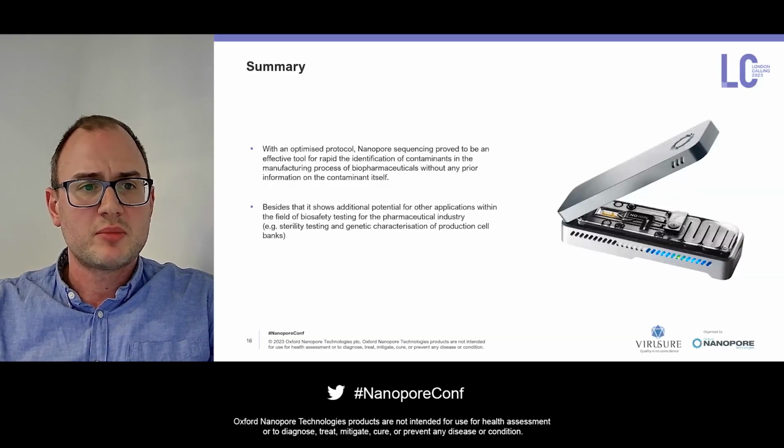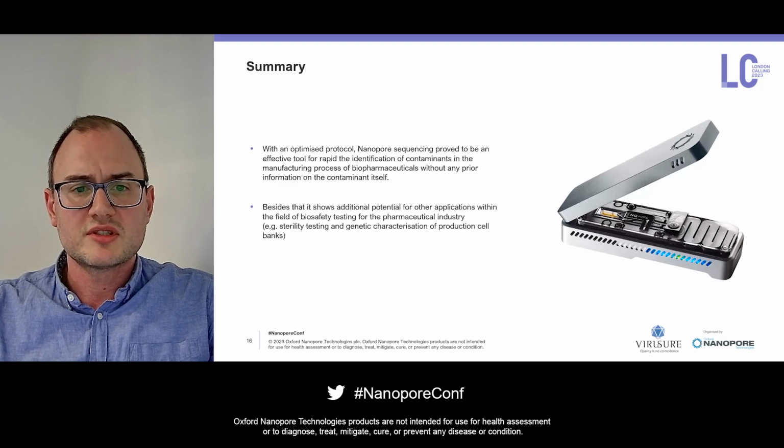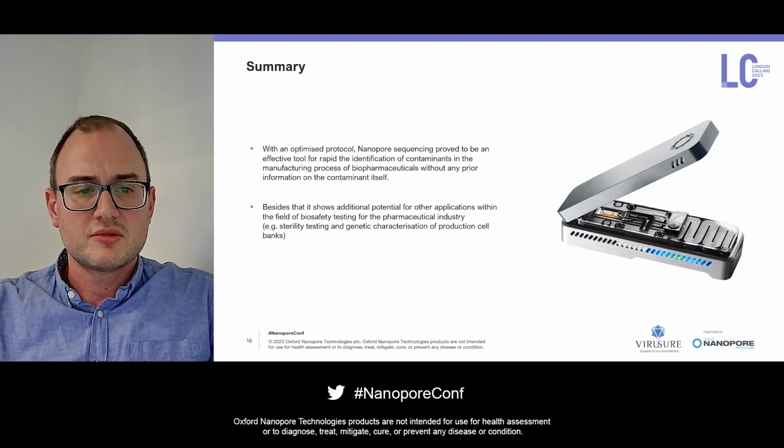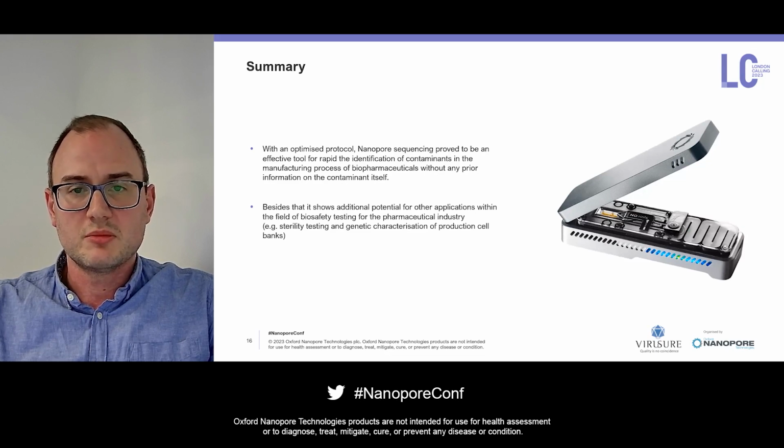So to sum it up, with an optimized protocol, Nanopore sequencing proved to be an effective tool for rapid identification of contaminants in the manufacturing process without any prior knowledge of the contaminant itself. Besides that, it shows additional potential for other applications within the field of biosafety testing services, such as sterility testing to test for the absence of microbial contaminations, as well as genetic characterization of production cell banks.